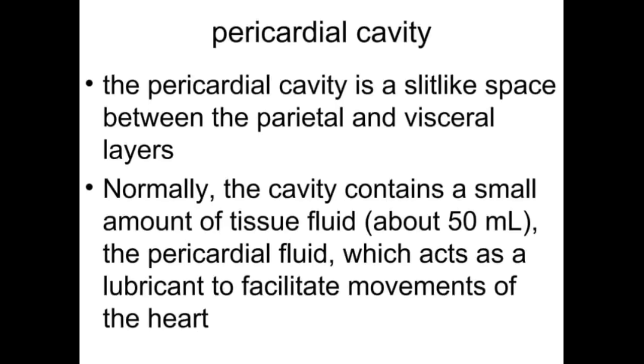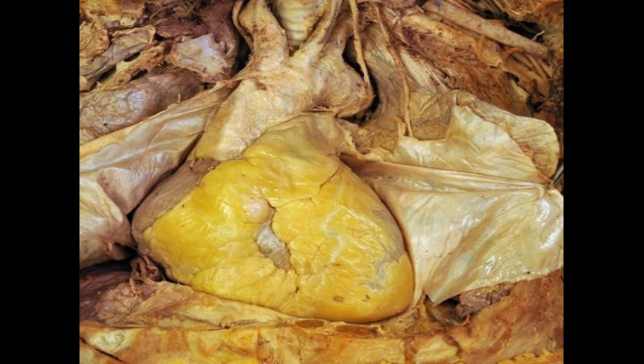The pericardial cavity. Pericardial cavity is a slit-like space between the parietal layer and the visceral layer. It normally contains a small amount of tissue fluid, or pericardial fluid, which acts as a lubricant to facilitate the movements of the heart. The fluid is around 50 ml. This is how the serous pericardium looks. It is the inner layer of the serous pericardium, that is the visceral layer.